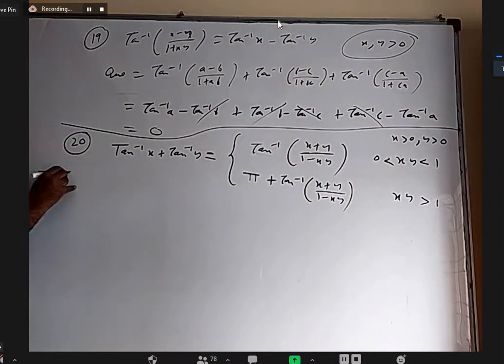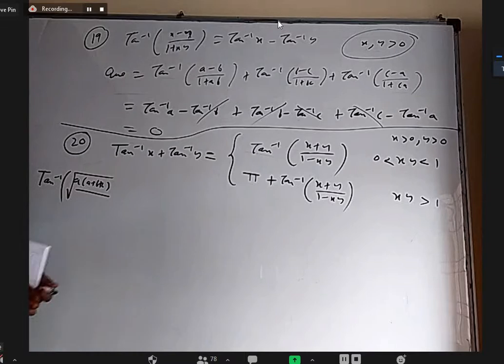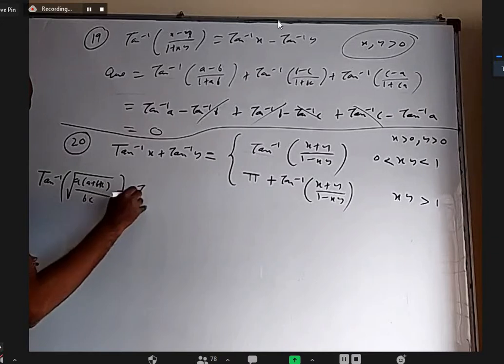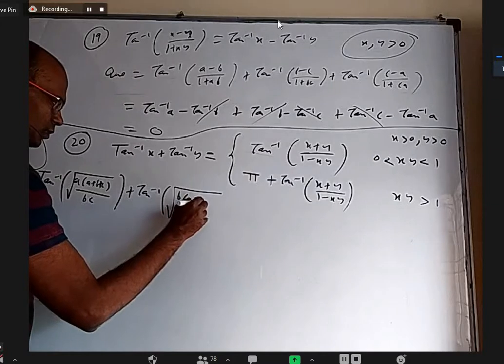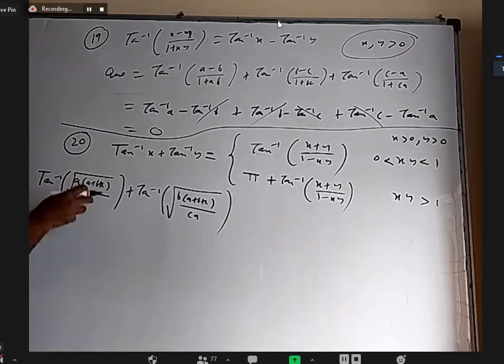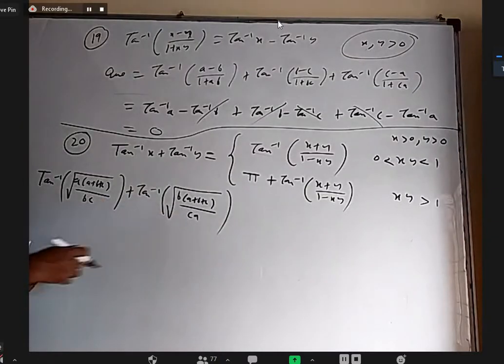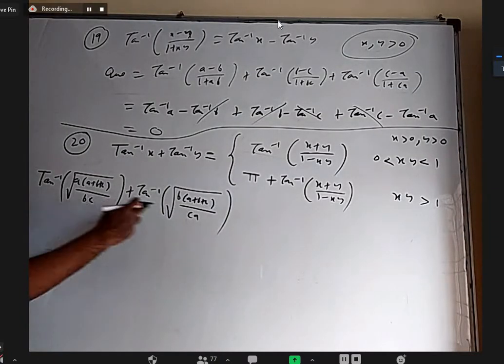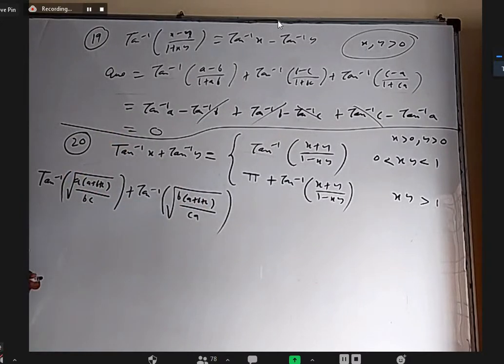Tan inverse of square root of a into (a plus b plus c) by b, plus tan inverse of square root of b into (a plus b plus c) by c. I want to combine only these two. Tan inverse x plus tan inverse y. Should I use this formula or this formula? For that, check whether x into y is greater than 1 or less than 1. When I multiply these two, this total x, this total y, anybody want to tell what will come?